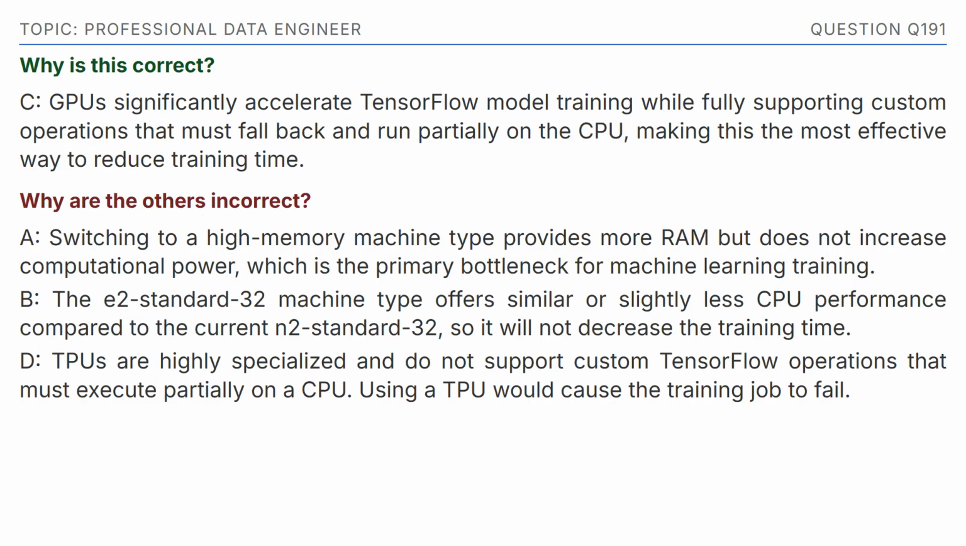Why are the others incorrect? A. Switching to a high-memory machine type provides more RAM but does not increase computational power, which is the primary bottleneck for machine learning training. B. The E2 Standard 32 machine type offers similar or slightly less CPU performance compared to the current N2 Standard 32, so it will not decrease the training time. D. TPUs are highly specialized and do not support custom TensorFlow operations that must execute partially on a CPU. Using a TPU would cause the training job to fail.